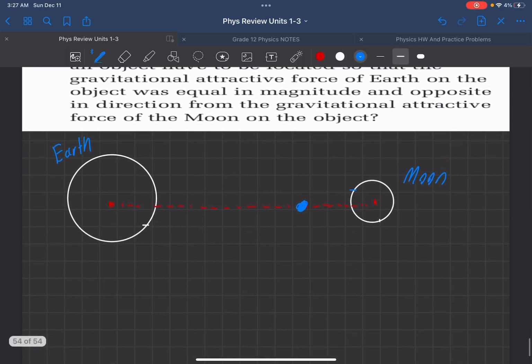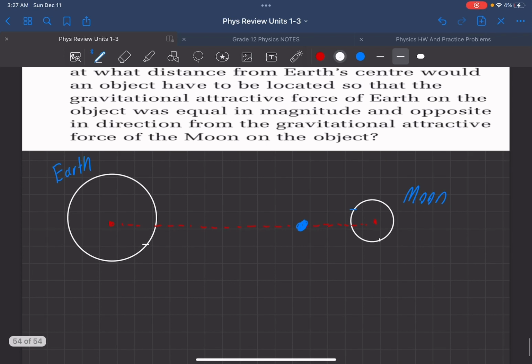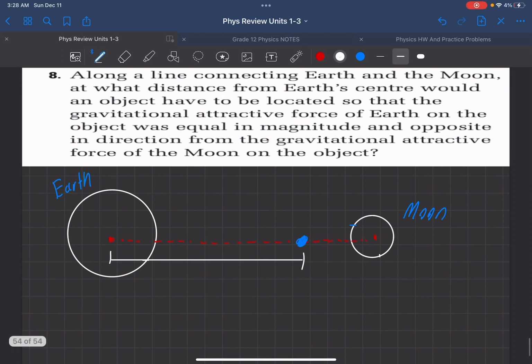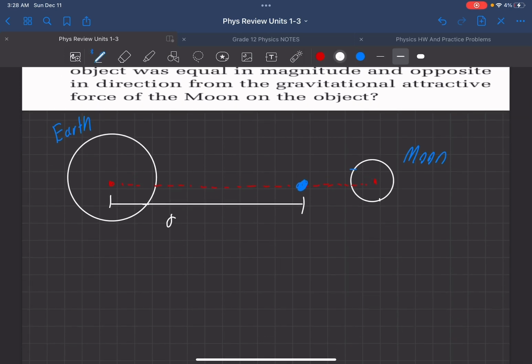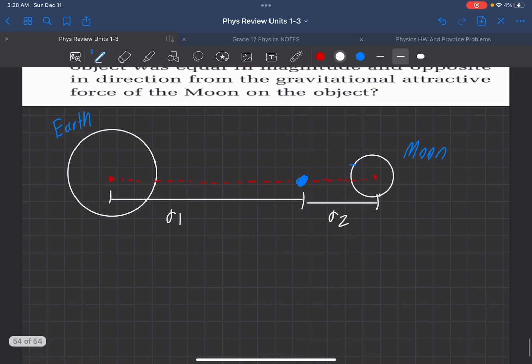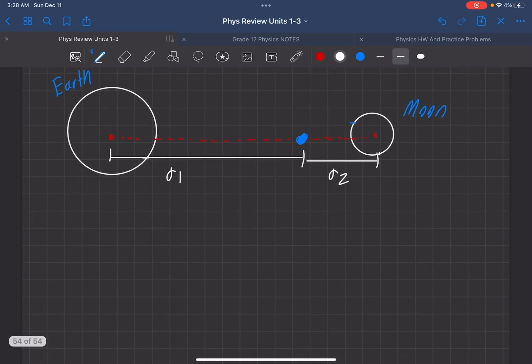So from there, we can say we want to find this distance. This is the distance from the center of the Earth to the object. So it asks what distance from the center of the Earth would an object have to be located so that the gravitational attractive force of the Earth is equal in magnitude and opposite direction of that of the Moon. So we'll call this R1, the center distance 1. And we'll call this R2.